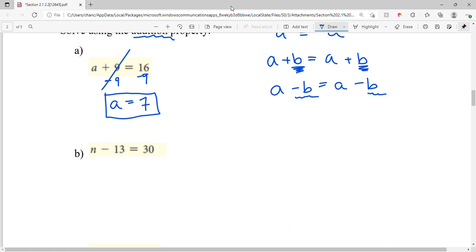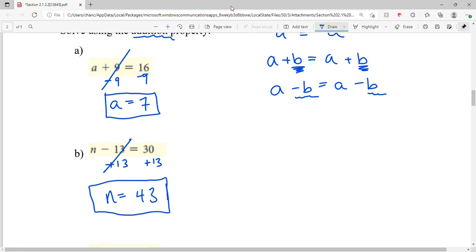For part B, what's the opposite of subtracting 13? Well, that's adding 13. Let's add 13 to both sides. And so that 13 and the negative 13 cancel out. We have N equals 43. That's our solution for part B.